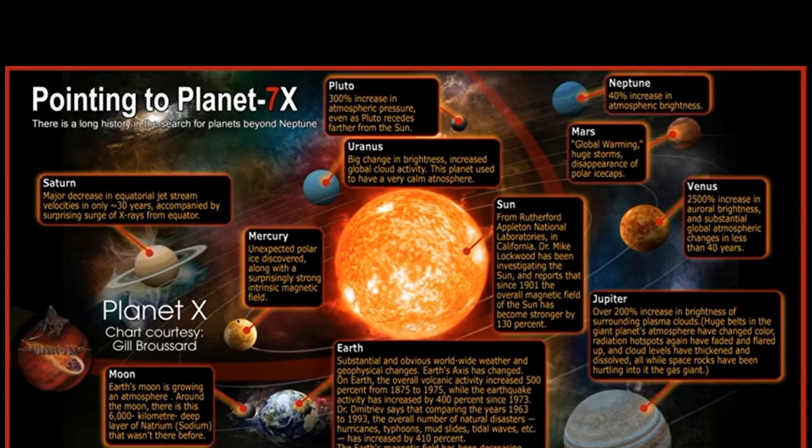What we're experiencing is not due to carbon being emitted on the Earth, because then why is it that the planet Venus is now at a 2,500% brightness increase? There's no cars on the planet Venus, but it's changing too.